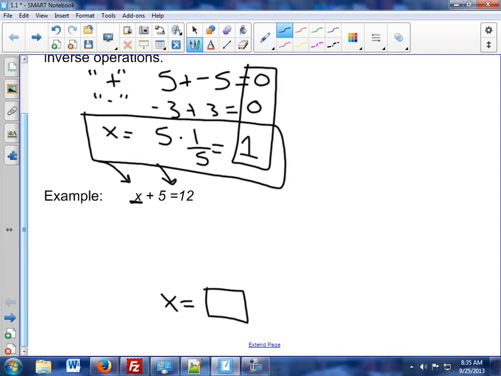Okay? Now, we read left to right. Don't forget that. Okay? So we come over here. We have x plus 5. Is that 5 positive or negative? What's its inverse? So we're going to subtract 5 from both sides. Whatever I do on the left side, I have to do on the right side. Now, 5 minus 5 is 0, so basically we have isolated the variable. And now we're going to take 12 minus 5, which is 7.